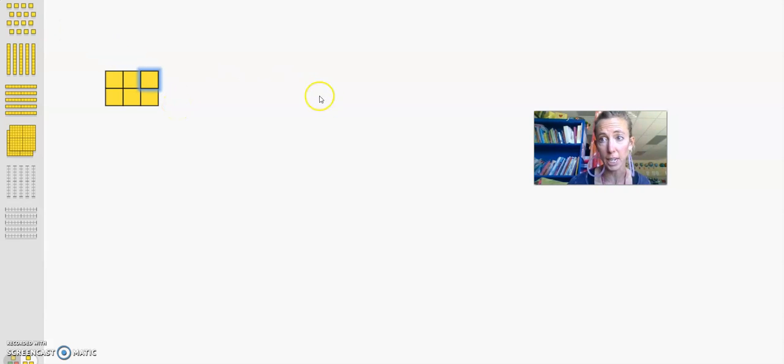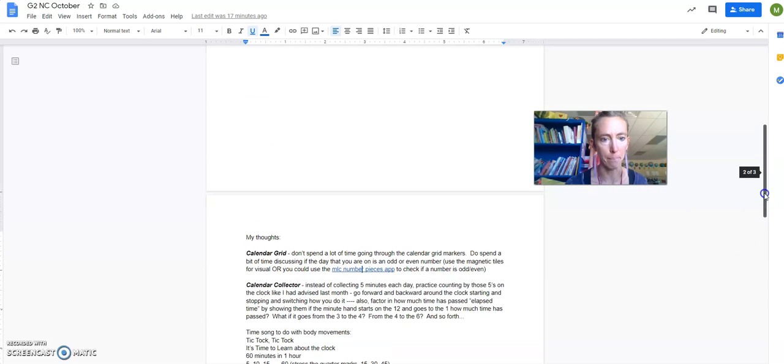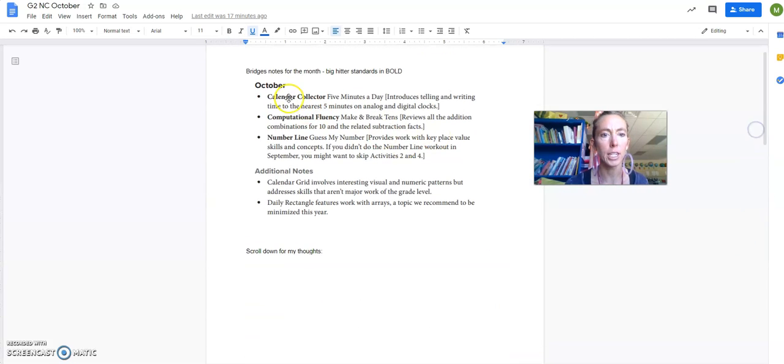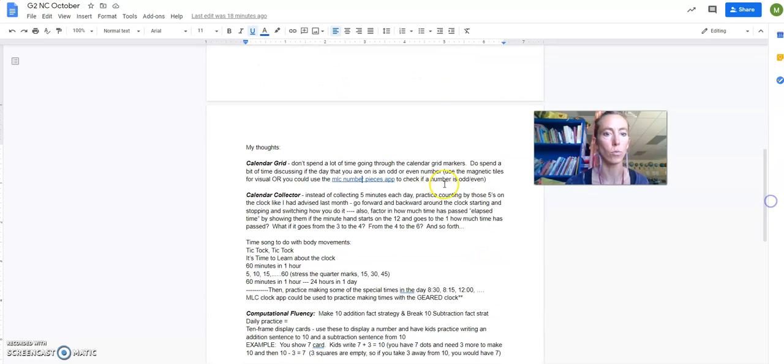So when you get to the 29th, you'll be able to tell whether it's odd or even. Up to you how you want to work that, but try to bring the odd or even idea into your calendar grid time. Then they went to calendar collector, saying that time is a big thing to talk about. And I had you skip the collection of 5 minutes a day last month and just practice counting by fives on the clock. And I'm saying do the same thing this month.